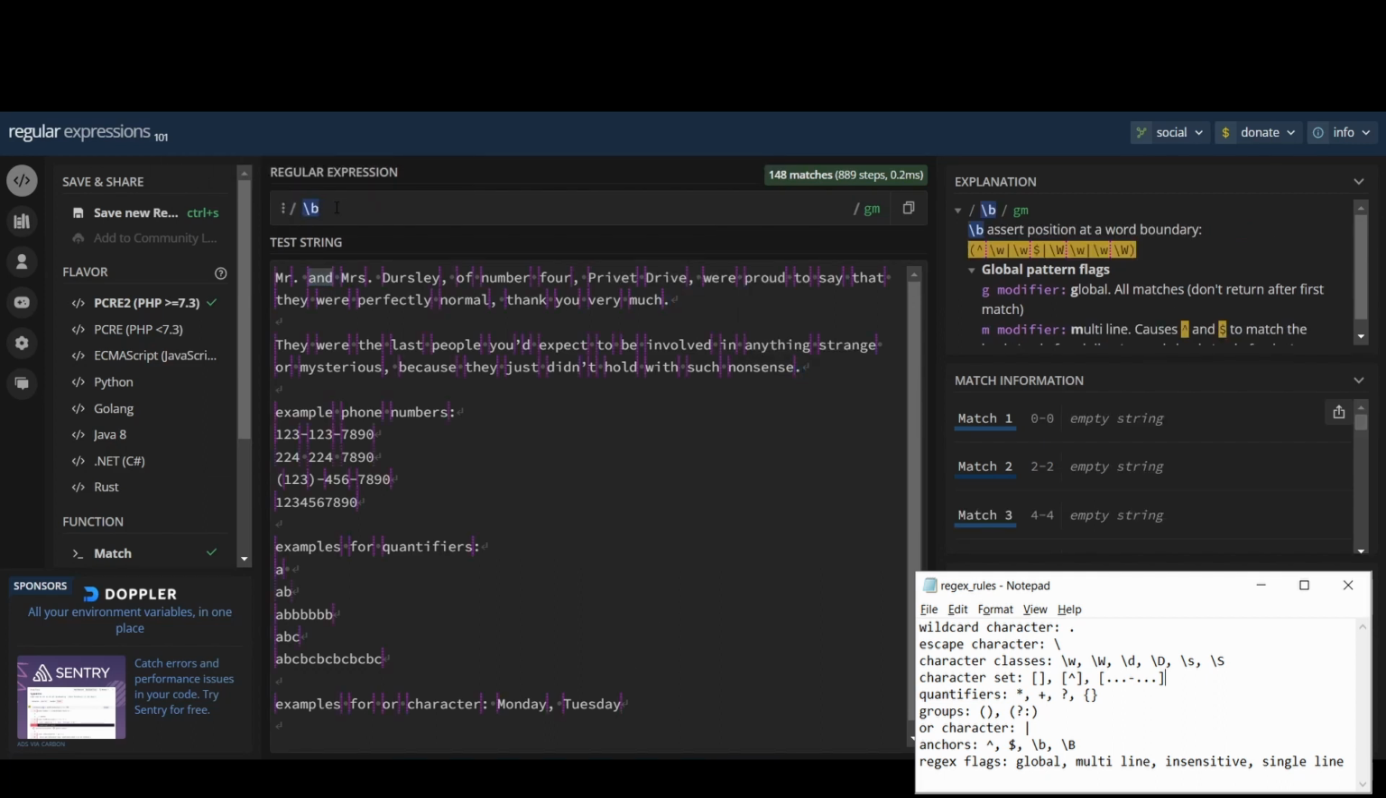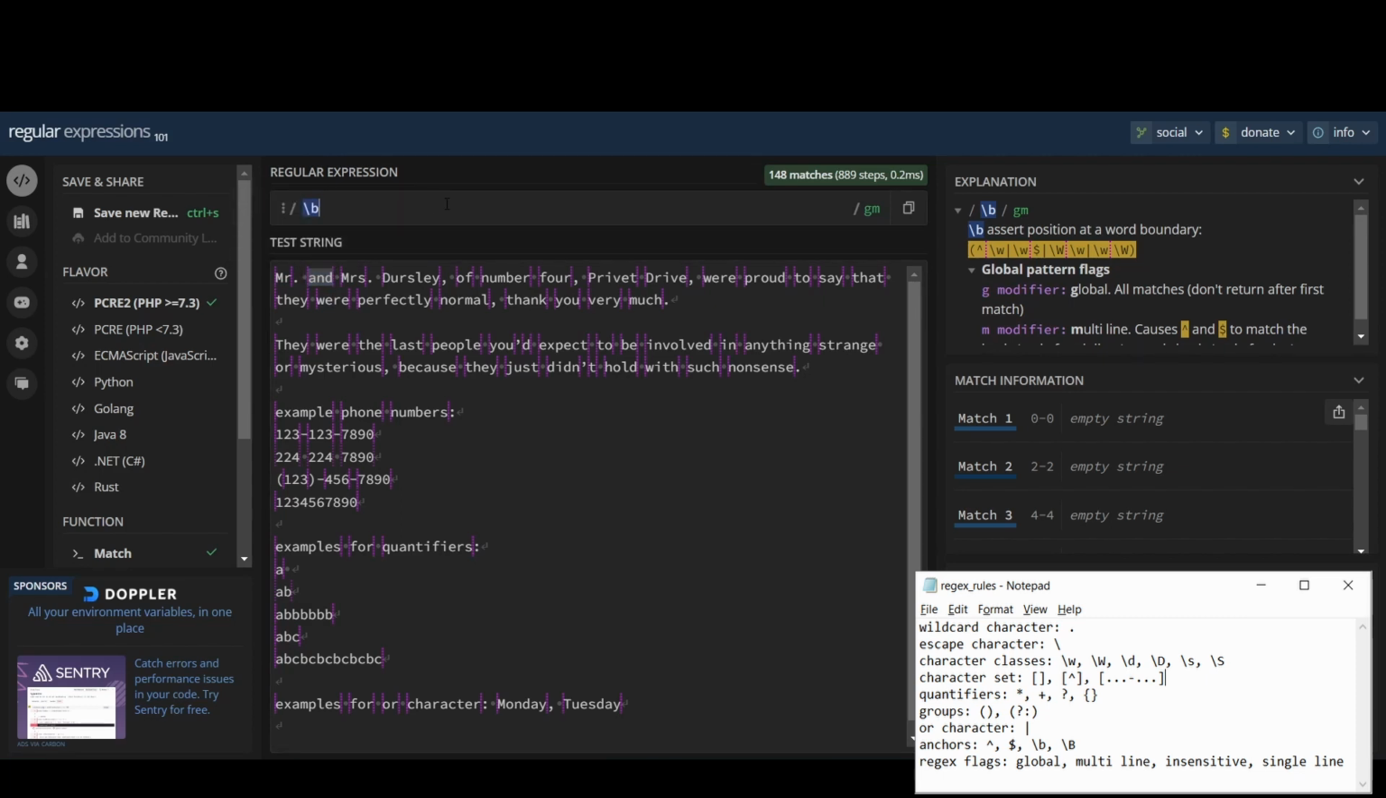The next anchor that we are going to talk about is backslash b. Backslash b asserts position at a word boundary. Remember when we talked about word characters, they consist of lowercase a through z, uppercase A through Z, digits 0 through 9, and underscore. So backslash b just asserts positions at the beginning of a word or the end of a word. So Mr together is a word. We are asserting a position at the beginning of Mr and at the end of Mr. And is also a word. We are asserting a position at the beginning of and, at the end of and, etc.